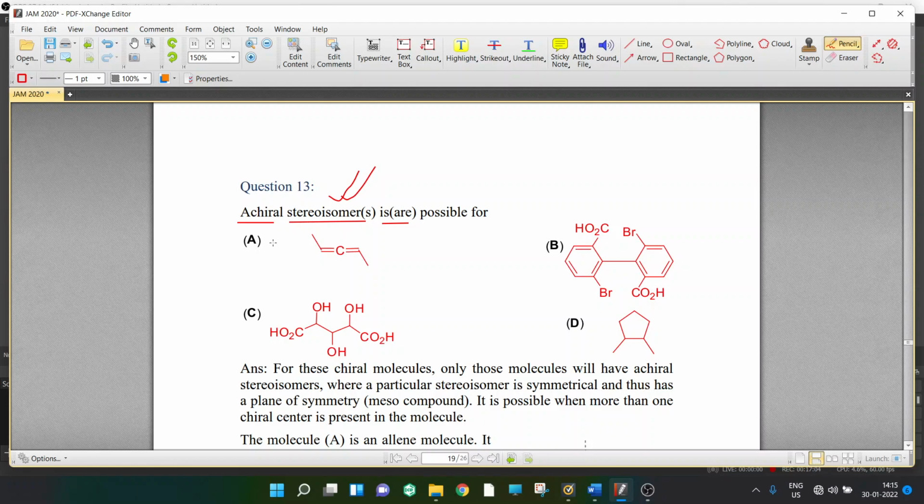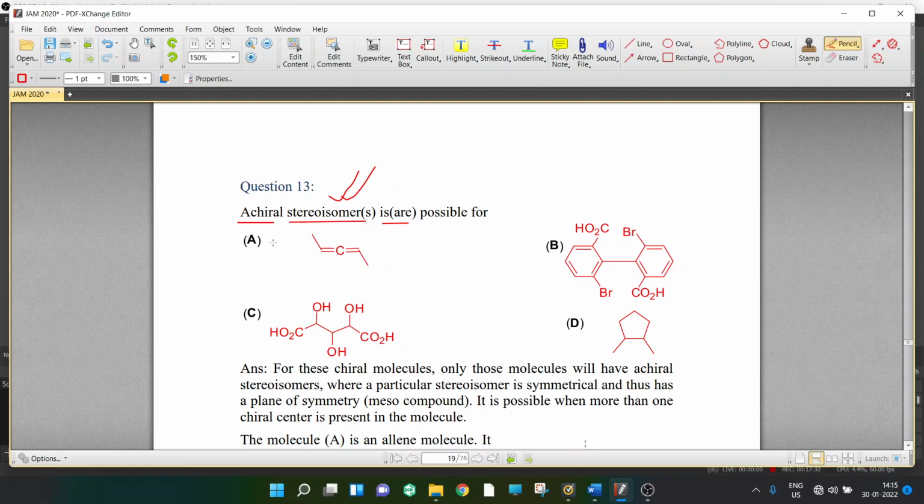Achiral means it will not have an enantiomer pair. If it does not have an enantiomer, that means it cannot rotate the plane polarized light in a different direction. Basically, when one pair of enantiomers is there, they are two different compounds. They have to show some difference in property, and they show the difference in property by rotating the plane polarized light.